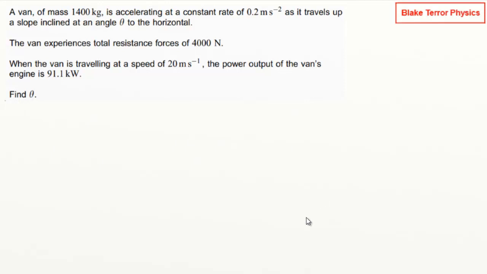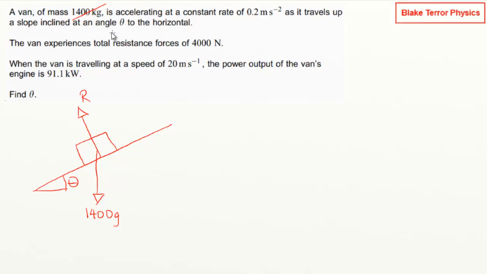So first of all, let's use our skills at drawing force diagrams just so we can get everything marked on. So we know we've got a slope. There's our slope. We've got a van, which I'm just going to do as a block. The angle of the slope is theta. We know that the mass of the van is 1400 kilograms. So let's draw on our weight: an arrow straight down from the center of mass, 1400 g. We're going to have our normal reaction force going up there, some value R.